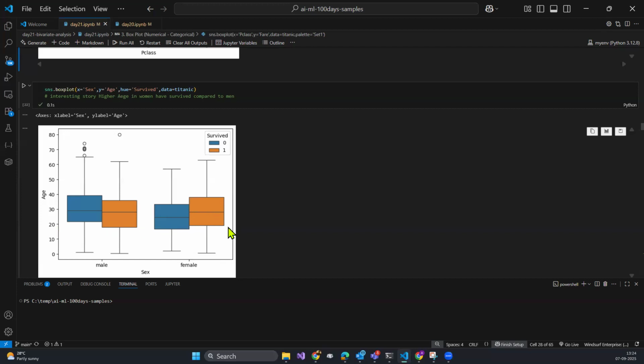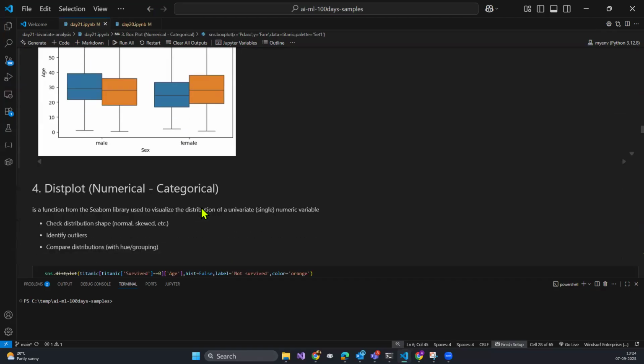So this is an interesting story here, saying that higher age women have survived more compared to men, because the intuition is coming out. Most of the people focused to help them, but higher age males were not able to walk and move faster. They couldn't survive. This is one interesting story we can extract from this visualization, right?